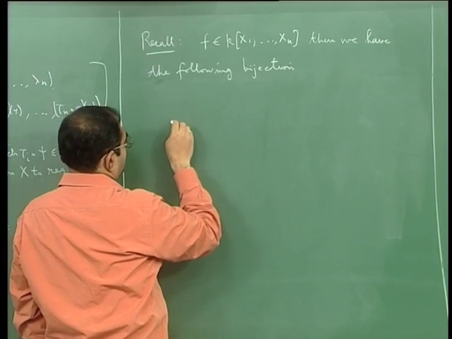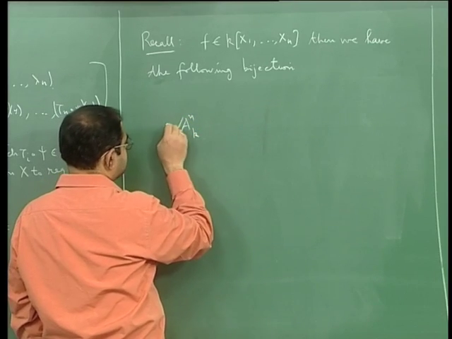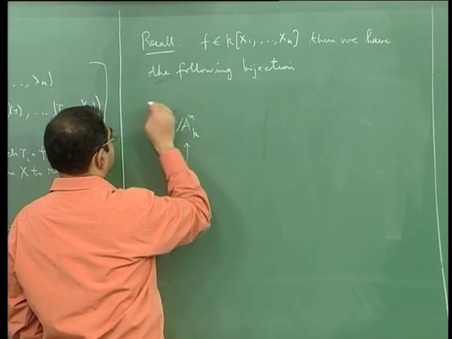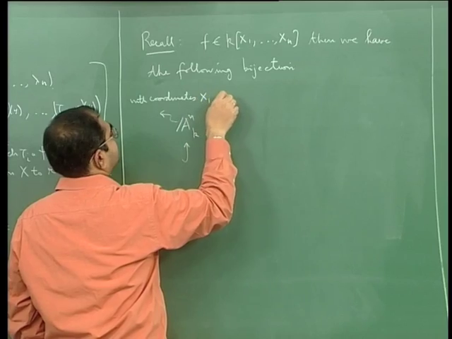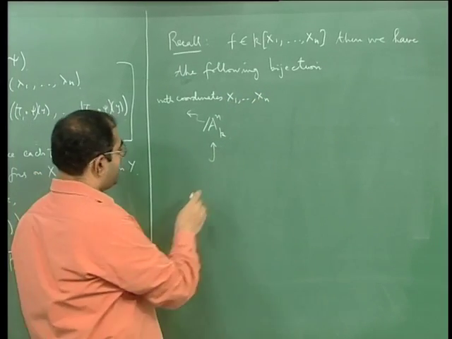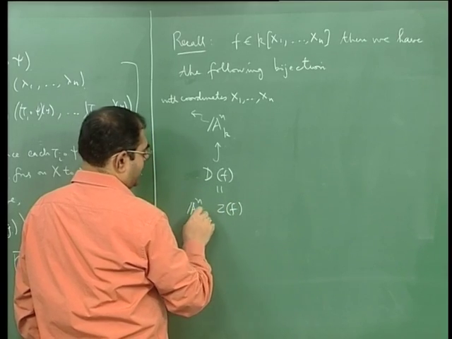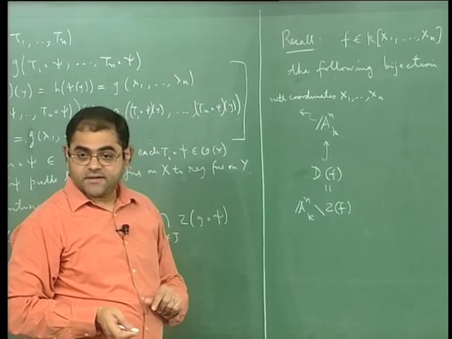So you have affine n-space with coordinates x1 through xn, and you had D(f), the basic affine open set defined by f. It's just the complement of the zero set of f. It is A^n minus the zero set of f. So it is the locus where f doesn't vanish, and that's an open subset.